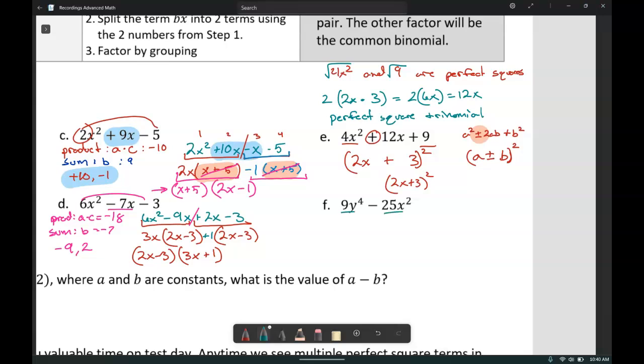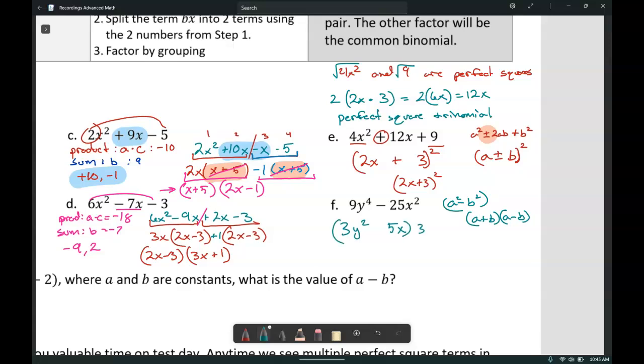So the difference of squares is one of our special cases where it always factors a plus b and a minus b, where a and b are the square roots of the terms. So the square root of 9y to the fourth is 3y squared, and then the square root of 25x squared is 5x. So we're going to have two binomials with those two terms, one with a plus sign and one with a minus sign.